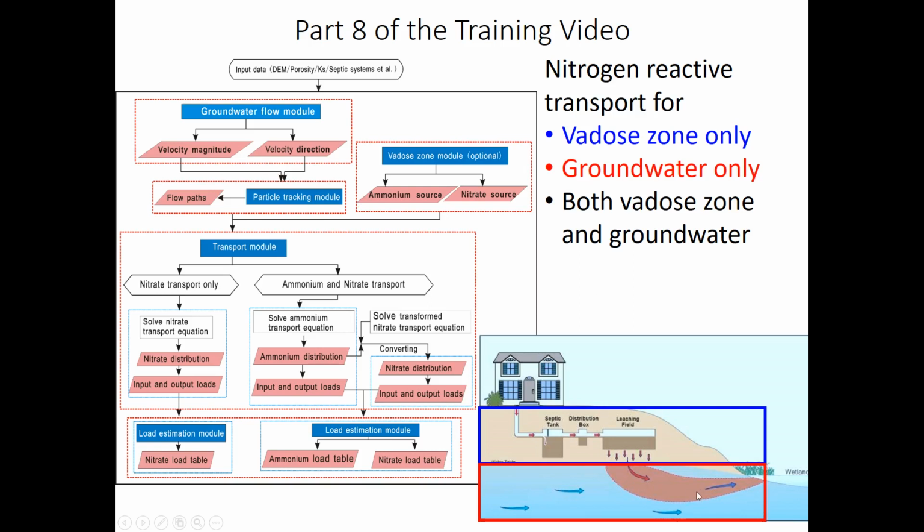So this is a short video, but from here we're going to talk about how to integrate them together. We already talked about ArcNLET for nitrate only in groundwater. We also already talked about VZMOD for simulating ammonium and nitrate in the vadose zone. So now let's go back to ArcNLET to see how these two parts are integrated and how we add ammonium in groundwater. That we're going to talk about in part 8 of this training video. We're going to see you there.